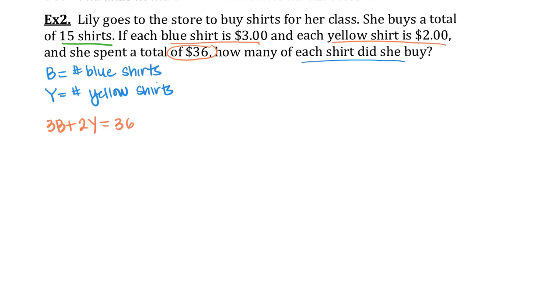So this is the dollars plus the dollars equal the dollars. So that's why I put them together. Now I need a second equation because there are two variables. So the only other number I have is 15 shirts. So she bought a total of 15 shirts.